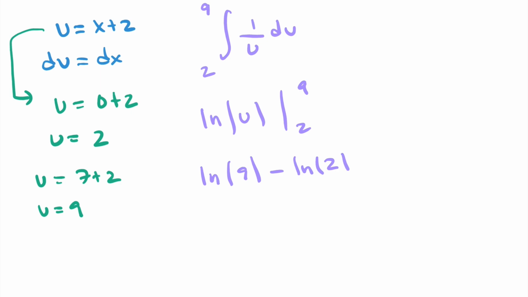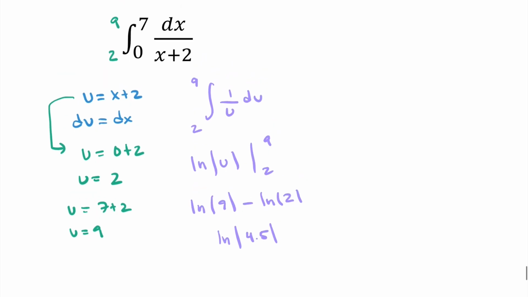Is it the same thing as ln of 9/2? Yeah, so we can just write it as ln of 4.5 using my rules. All right. And they're all positive, so we're good to go.